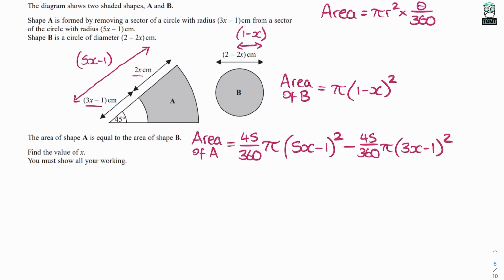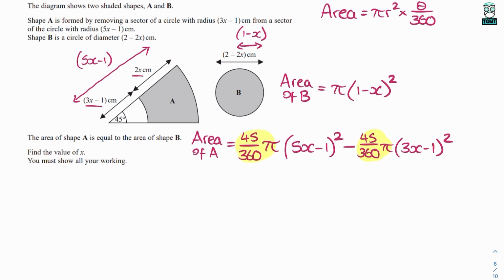You could from here go about expanding them all first, but I think what's a little bit nicer to do is to bring all the pi's together and set our equation, because there's a few bits that look like they're going to cancel out. So what I mean by that is if we write the area of A, and bearing in mind they both have this 45 over 360 pi, which we could factorise out to the start.